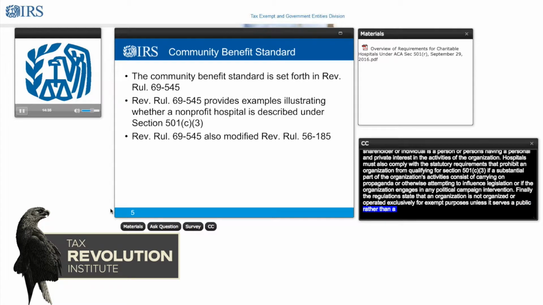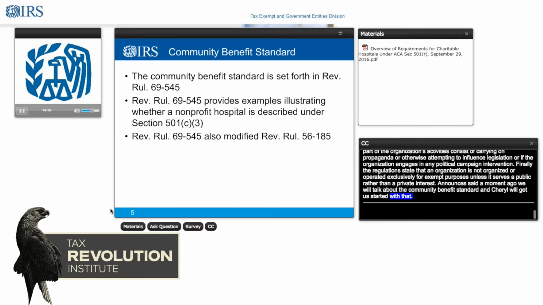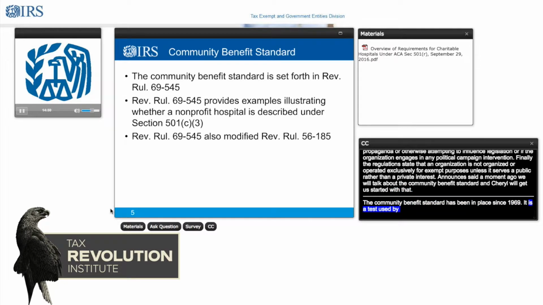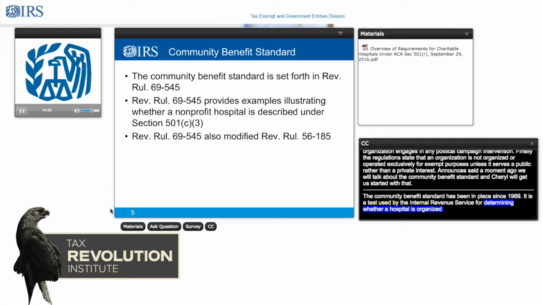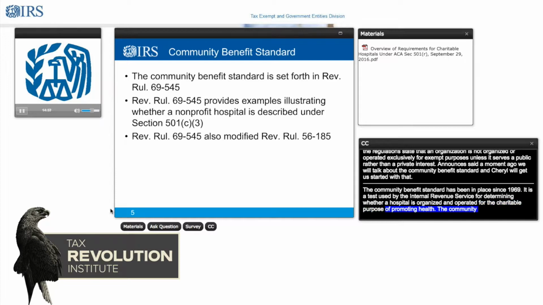Cheryl? Thanks, Geoff. The Community Benefit Standard has been in place since 1969. It is a test used by the Internal Revenue Service for determining whether a hospital is organized and operated for the charitable purpose of promoting health. The Community Benefit Standard is set forth in Revenue Ruling 69-545.